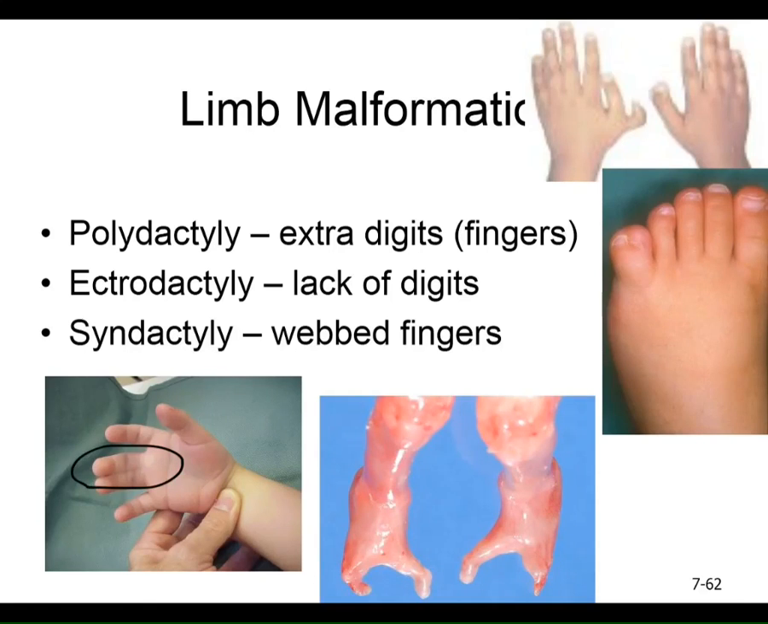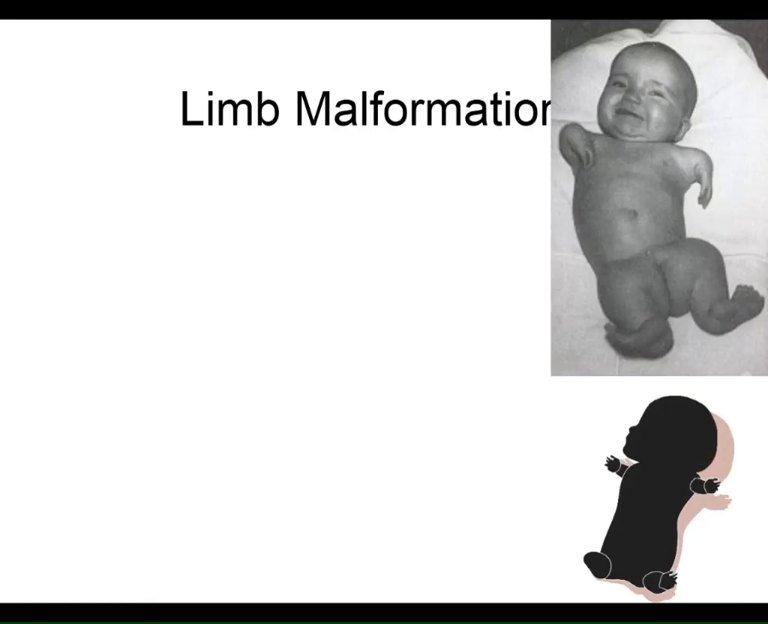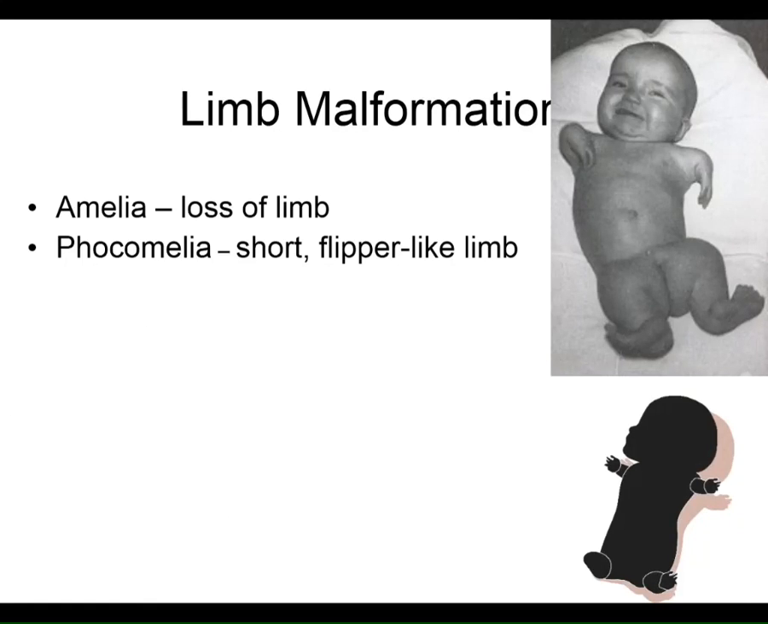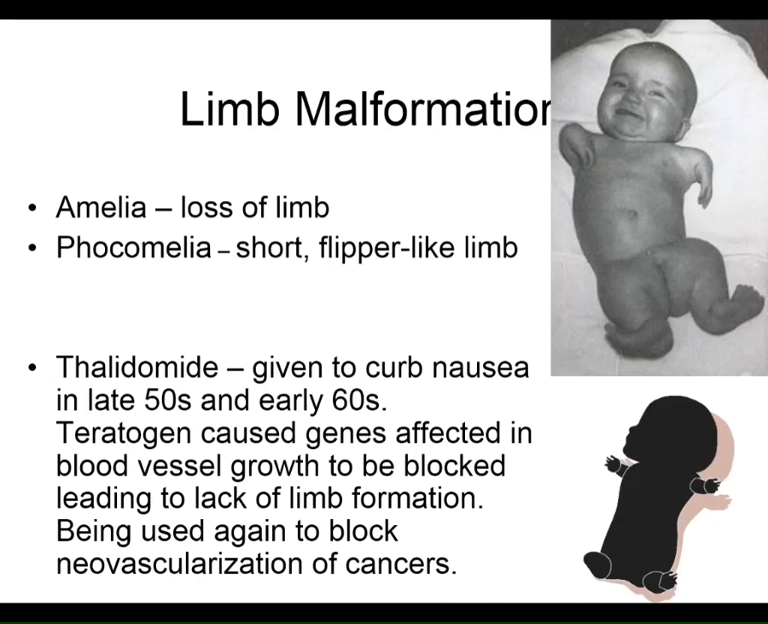Something didn't go right. And then there's also ectrodactyly, which is this claw hand, lobster hand type of motif. So just different versions of limb malformations. Now, I told you that because I want to tell you about this one specific type of limb malformation that was relatively common back in the late 50s and early 60s. It's referred to as amelia, which is a loss of a functional limb.